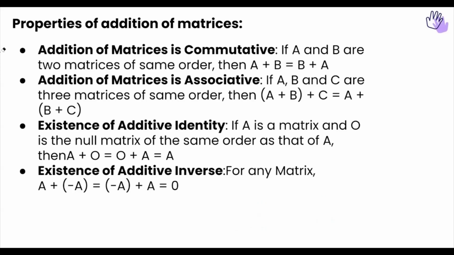Coming to the next one. Addition of matrices is associative. If there are three matrices A, B, C of the same order, then (A plus B) plus C should be equal to A plus (B plus C).